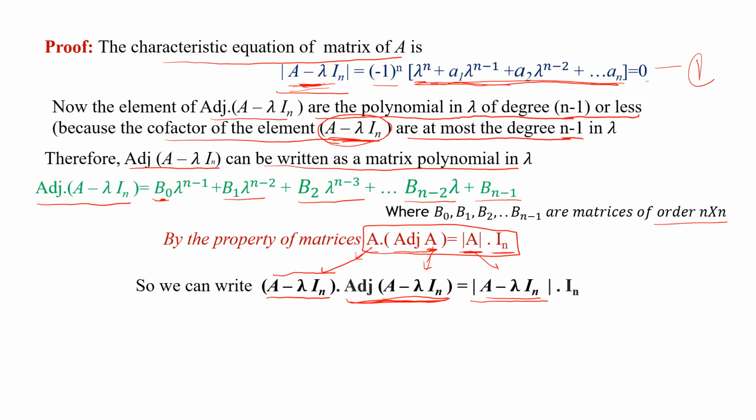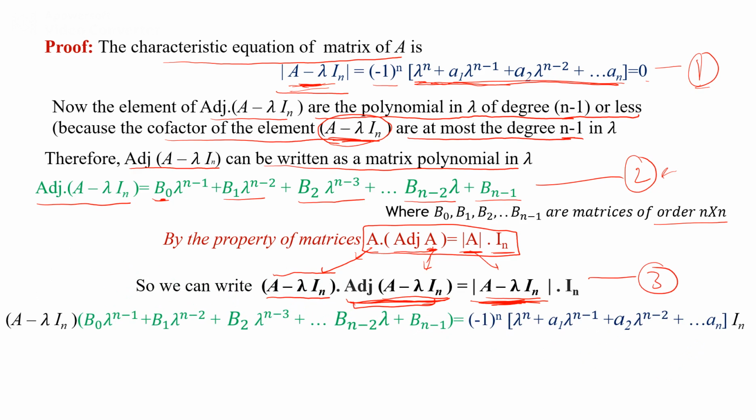Now we substitute the value of the adjoint of A minus lambda I_n and the determinant of A minus lambda I_n. Suppose this is equation 1 and this is equation 2. We put the adjoint of A minus lambda I by equation 2, and the determinant is the characteristic equation, which we substitute by the help of equation 1. So equations 1 and 2 put in that equation, we call it 3. So we get the expansion A minus lambda I_n, and here we put equation 2 and here equation 1 into I_n.